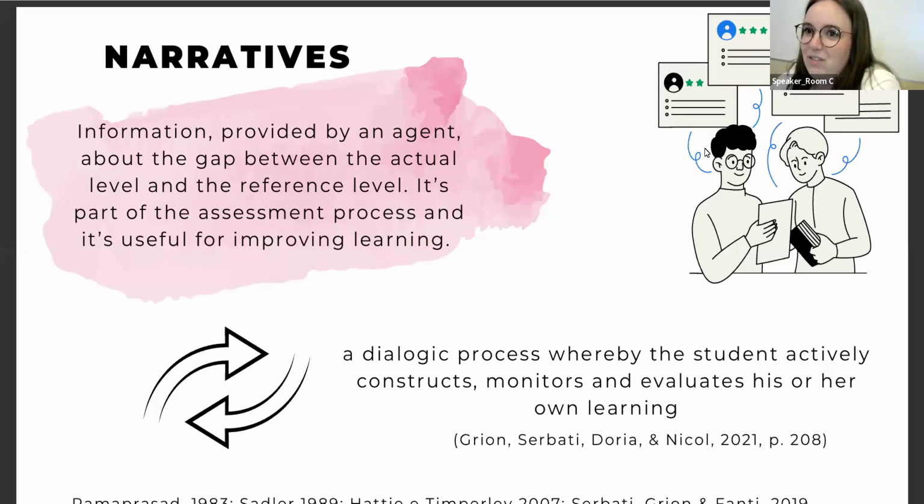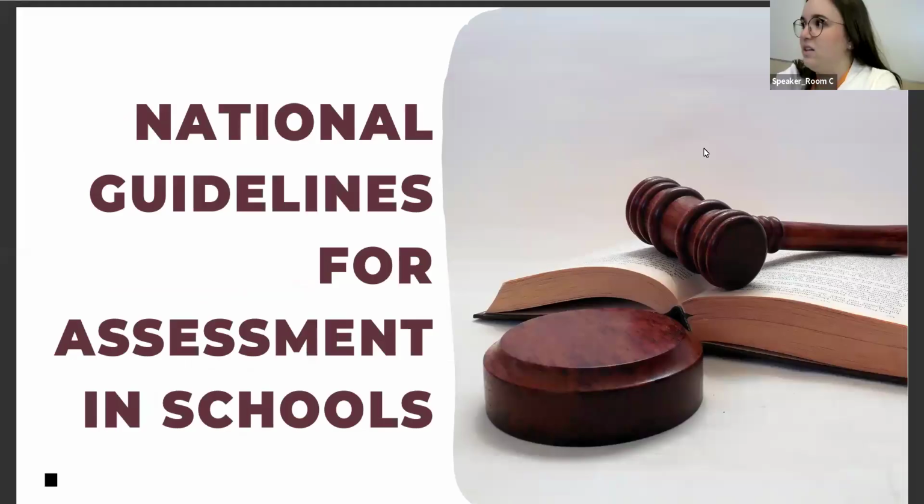So we are considering narrative feedback as one of the major tools that we can use in schools and with students to improve their learning. Narrative feedback is information provided by an agent or the context about the gap between the actual level and the reference level. And it's part of the assessment process, and it's useful for improving learning. And we consider narrative feedback in its meaning as a dialogic process, where the students actively construct, monitor, and evaluate their own learning.